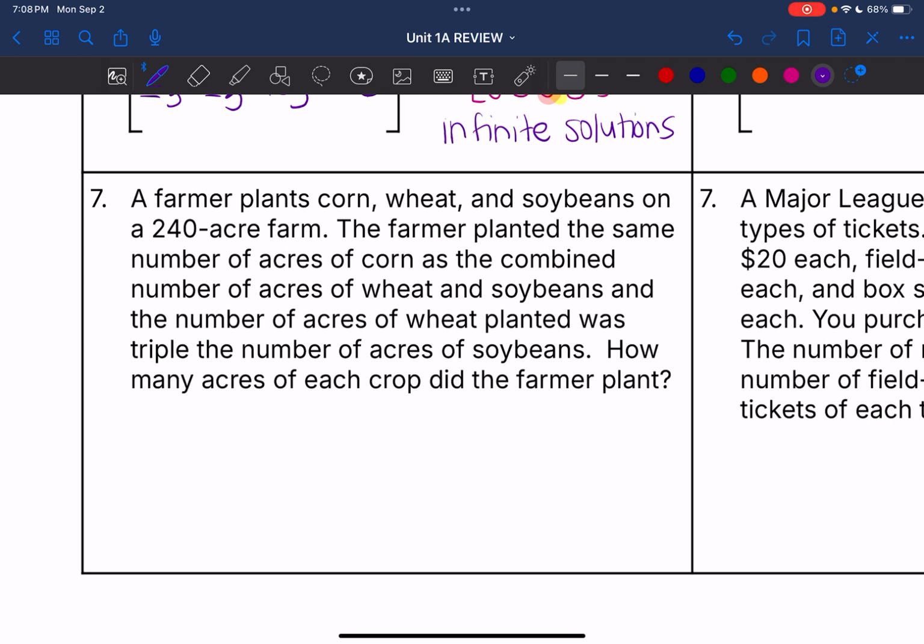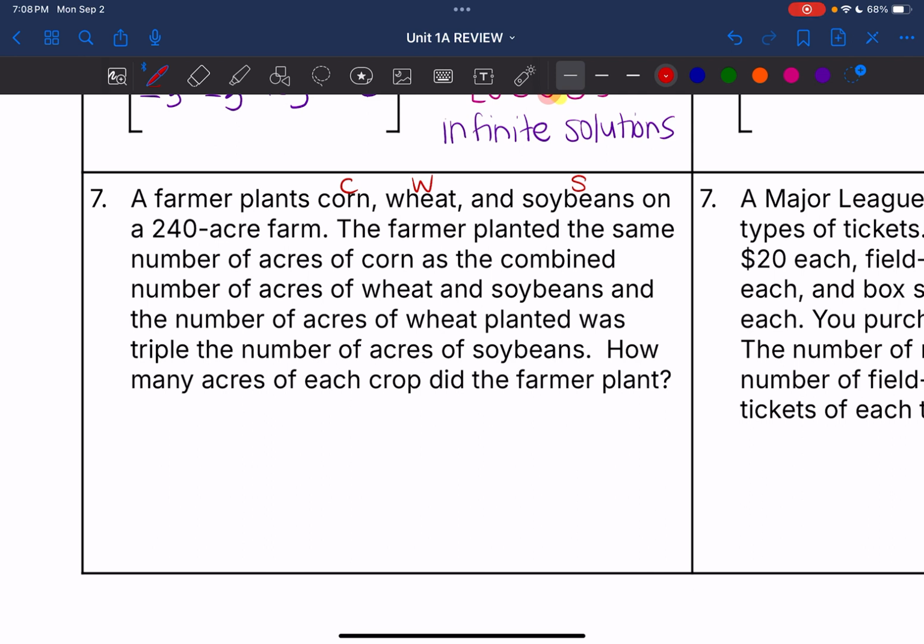So first, you should clearly define what the 3 things they're wanting you to find are. So see how it says each crop? So those are your 3 variables. And the very first sentence tells you what they should be, corn, wheat, and soybeans. So you could use X, Y, Z if you like. In fact, that's kind of what I use most of the time. But I know on the test they use different letters, so I'm going to use different letters. Let's use C for corn, W for wheat, and S for soybeans.